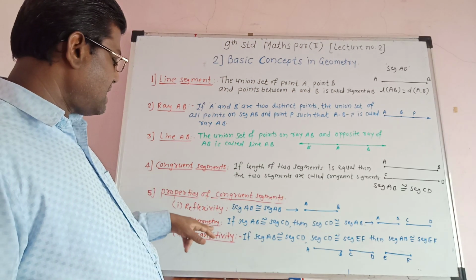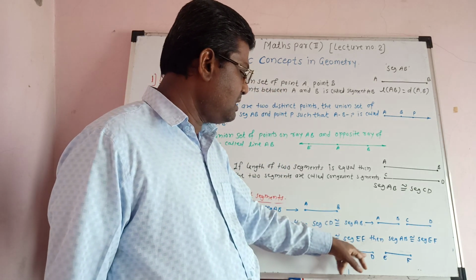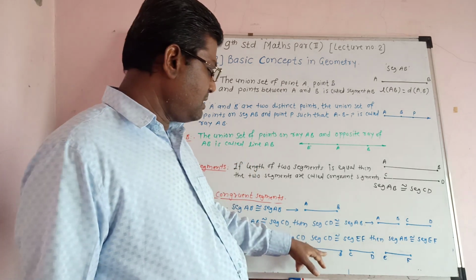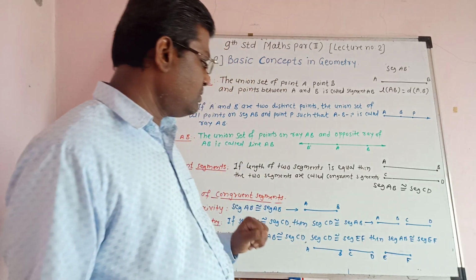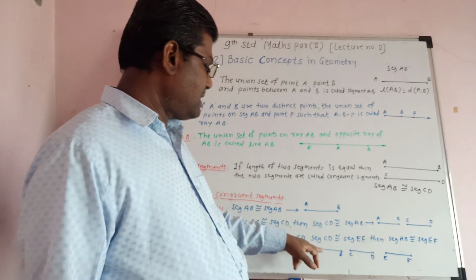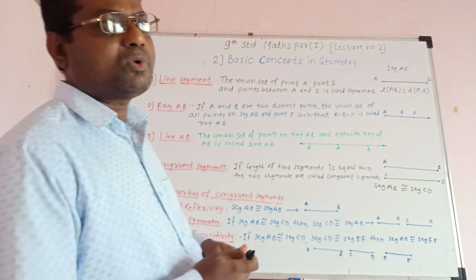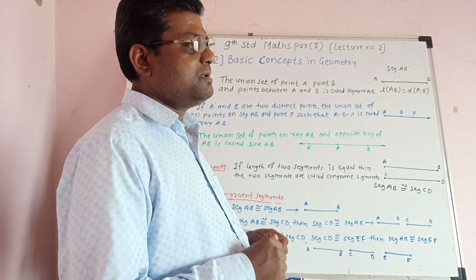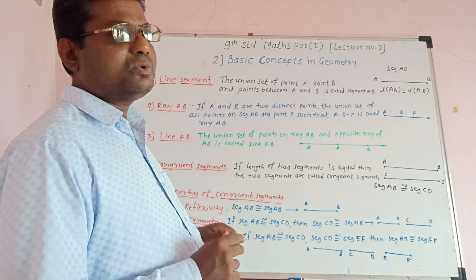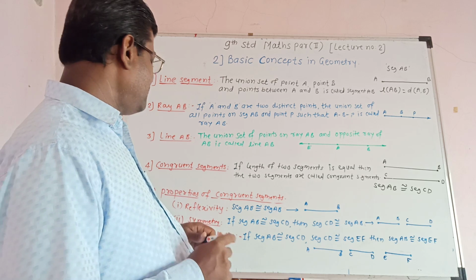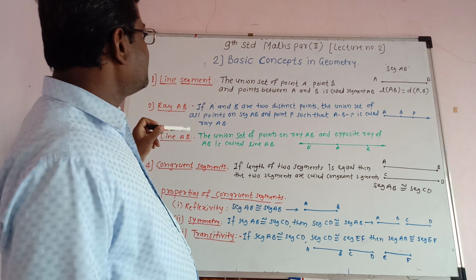And transitivity. There are three segments AB, CD and EF. If segment AB is congruent to segment CD and segment CD is congruent to segment EF, then segment AB is congruent to segment EF. If the first segment is congruent to the second segment and the second segment is congruent to the third segment, then the first segment is congruent to the third segment. This is called transitivity. Thus we have studied here the 5 basic points.